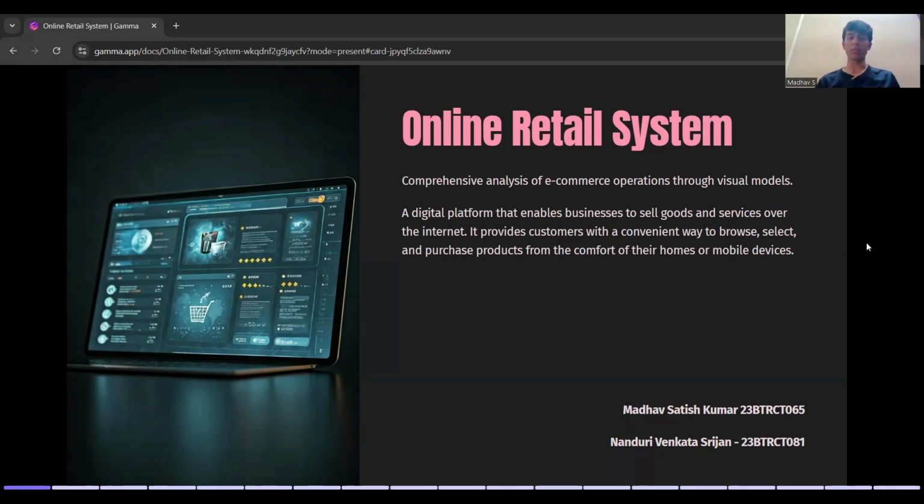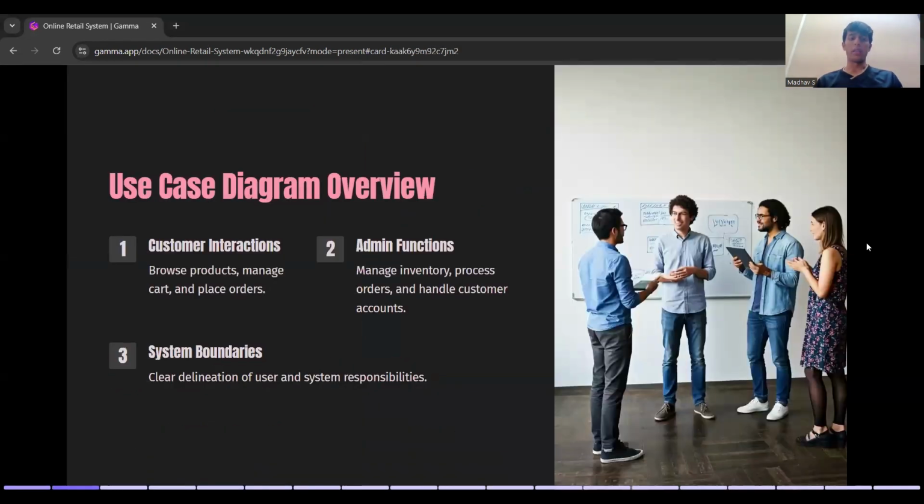Online retail system is a platform that is used by the customers so that they can buy their desired product. This can be done through e-commerce platforms like Amazon and Flipkart. In my project, I've used a lot of diagrams.